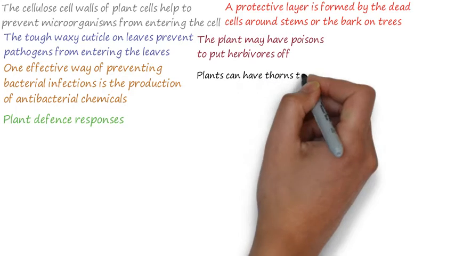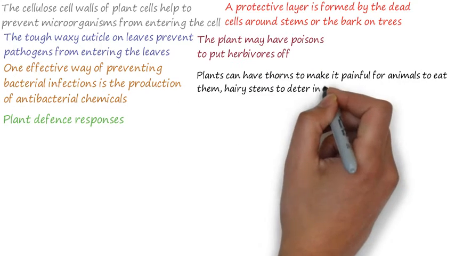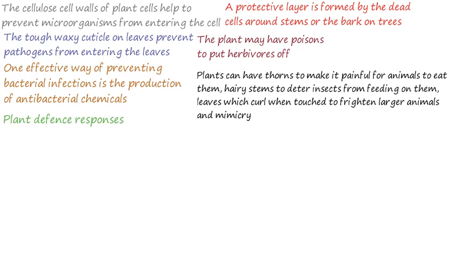Finally, plants can have mechanical responses, all of which again deter herbivores. They can have thorns to make it painful for animals to eat them, hairy stems to deter insects from feeding on them, leaves which curl when touched to frighten larger animals, and mimicry, which means the plant mimics other plants to trick the animals.